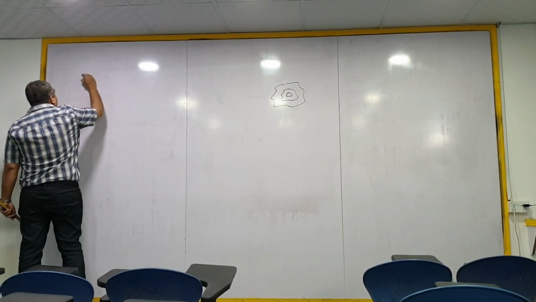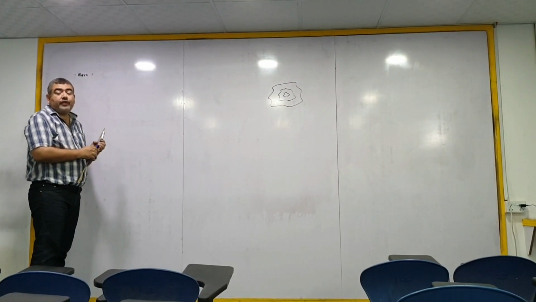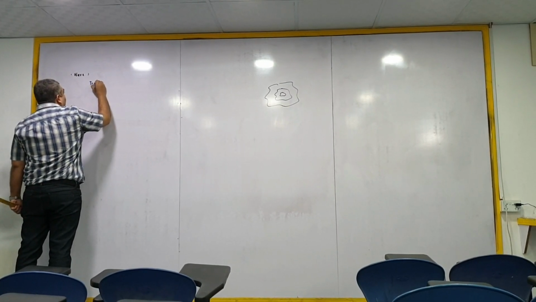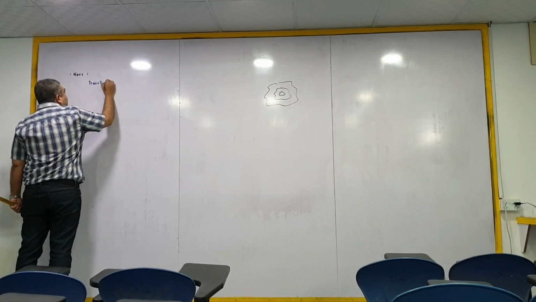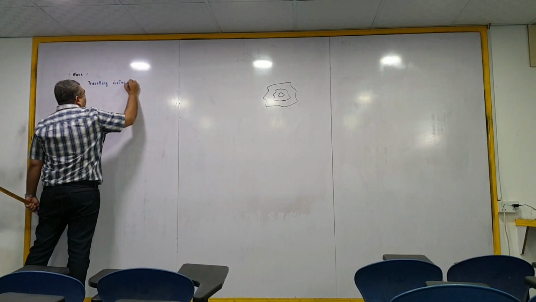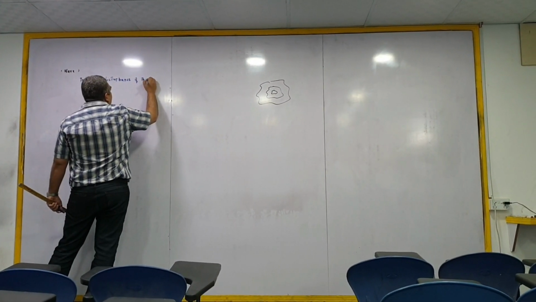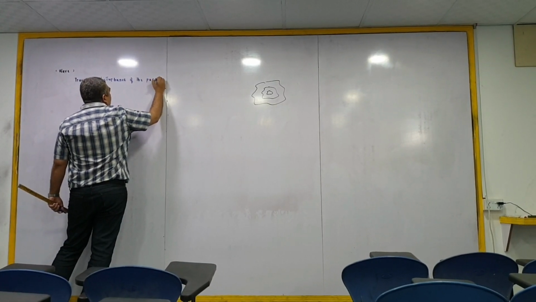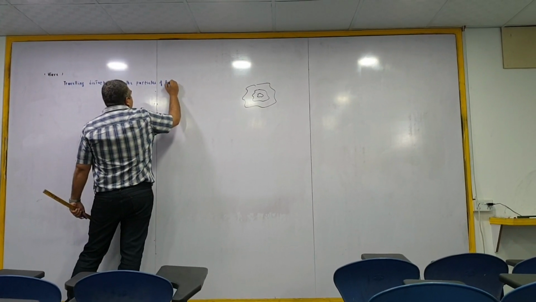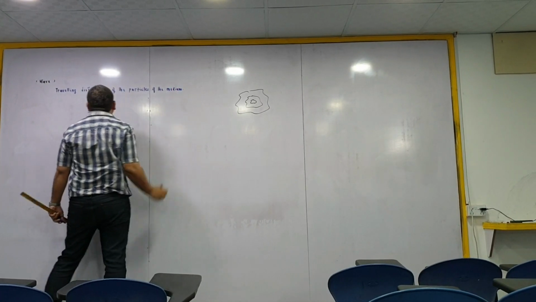What is a wave? How can you define a wave? The comprehensive definition for defining a wave is, it's a traveling disturbance of the particles of the medium. What actually a wave is? It's a traveling disturbance of the particles of the medium.